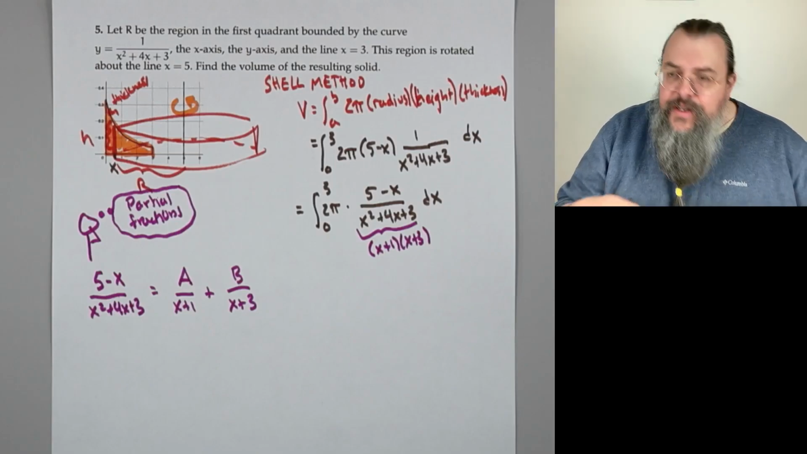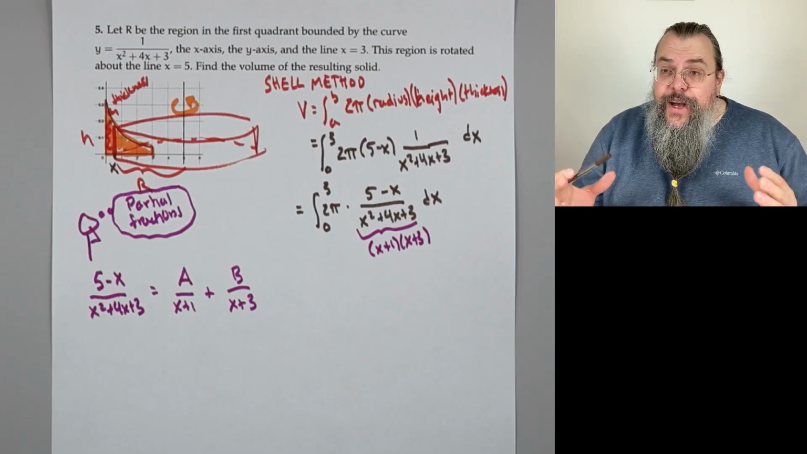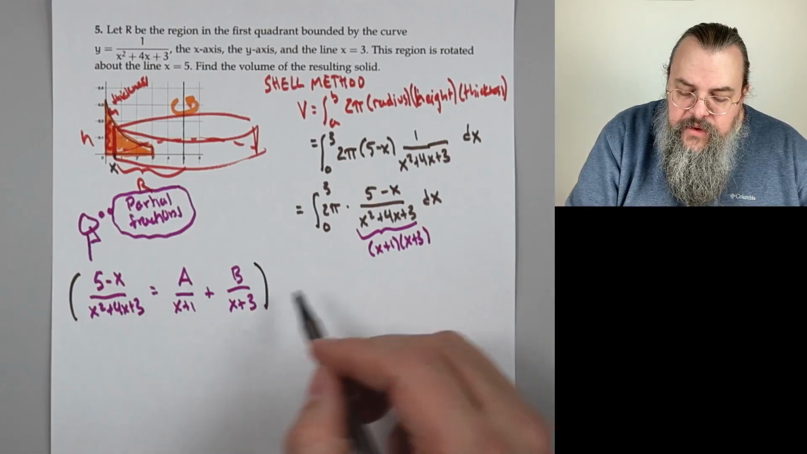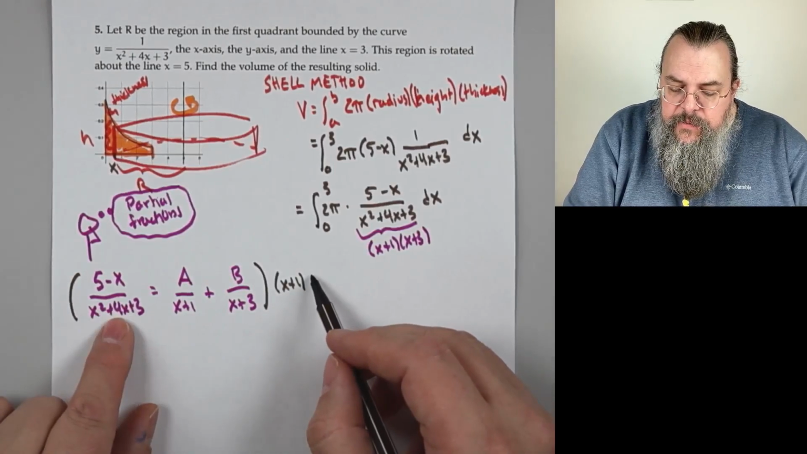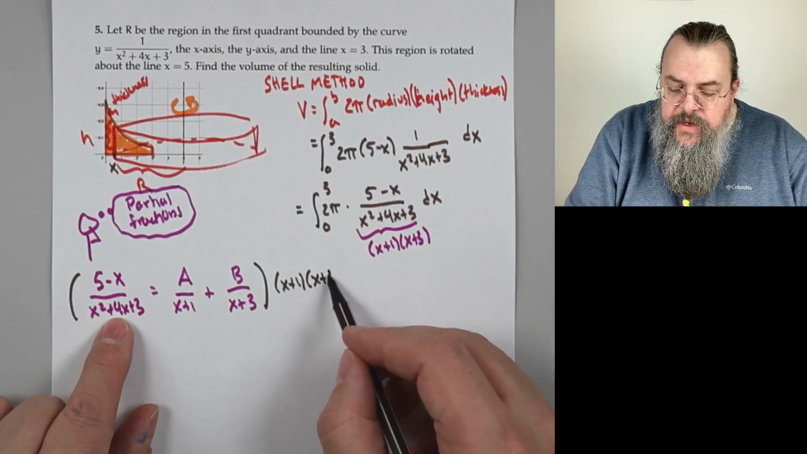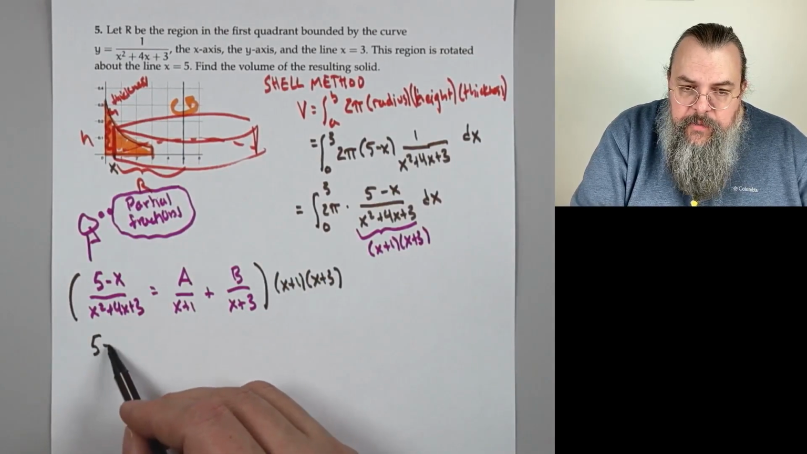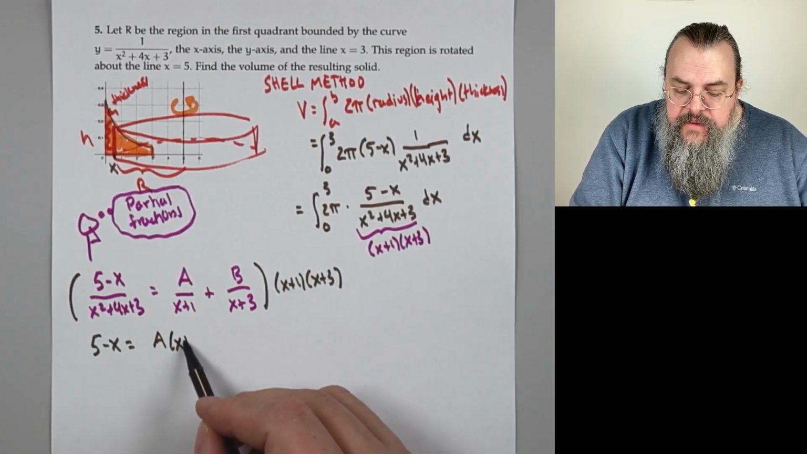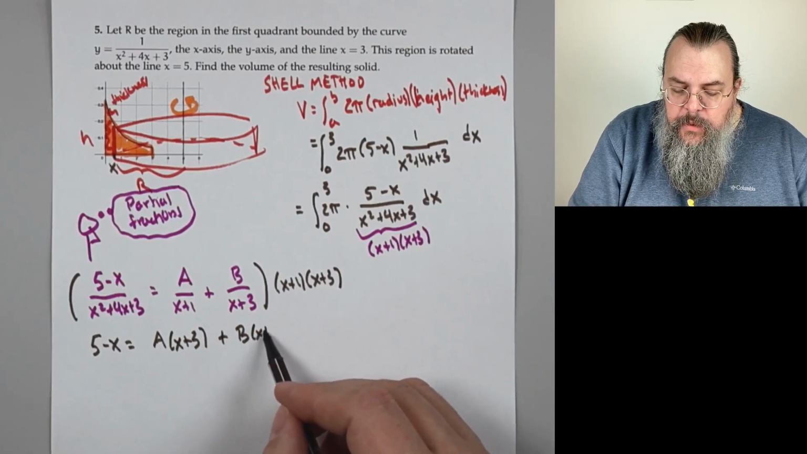Now, at this stage, there's a couple ways to do it. I like to clear the denominators and then make good choices. So when I say clear the denominators, we're going to multiply both sides by this expression, which is the same as x plus 1 times x plus 3. So what we really have is that 5 minus x is the same as A times x plus 3 plus B times x plus 1.